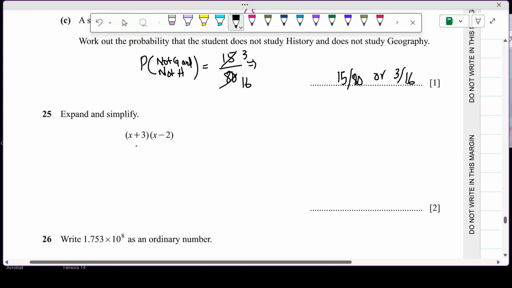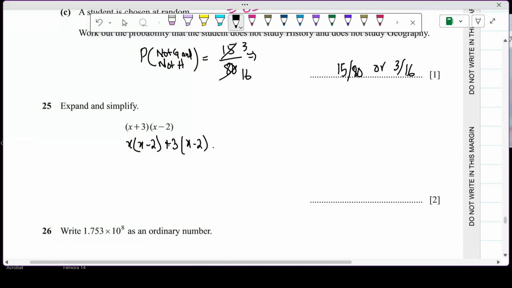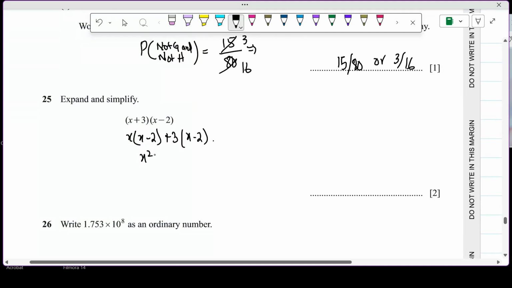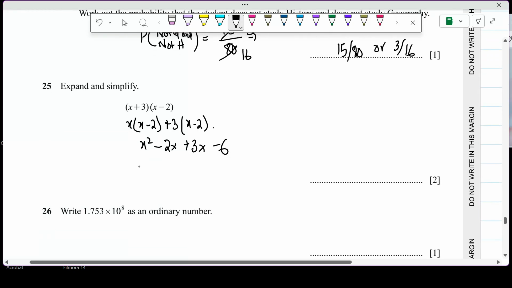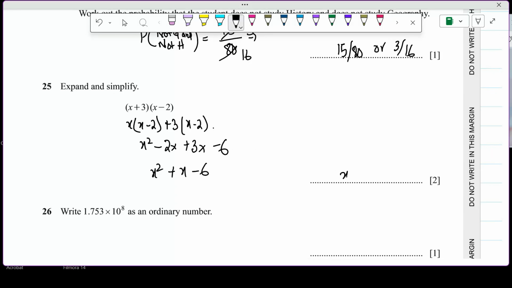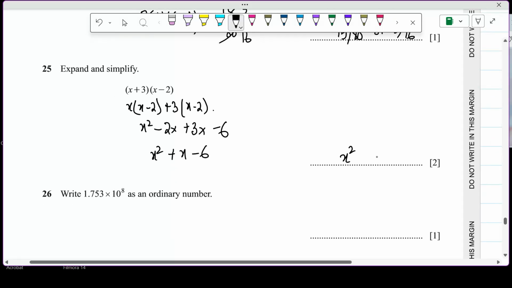Question number 25. Expand and simplify. We have the two factors. First we multiply x by the second factor, which is x minus 2, then plus 3 times the second factor, which is x minus 2. Okay. So x times x is x square, x times negative 2 is negative 2x, and 3 times x is plus 3x, and 3 times negative 2 is negative 6. Further simplify: x square minus 2x plus 3x is plus x minus 6. So this one is the simplified form of the given expression.